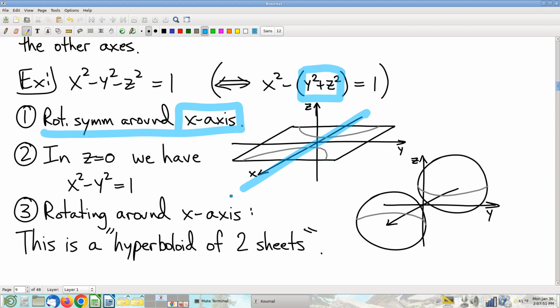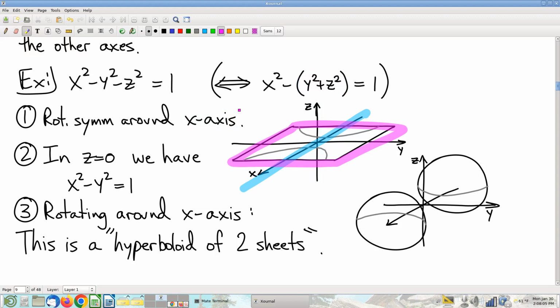Okay, so we're rotationally symmetric around the x-axis. That means I can, again, pick any plane that I want that contains the x-axis. Now, I'm going to pick here the xy plane just to mix it up, right? It doesn't matter. I can pick any other plane that I might want as long as it contains the x-axis. So, for example, I could pick the xz plane if I wanted to.